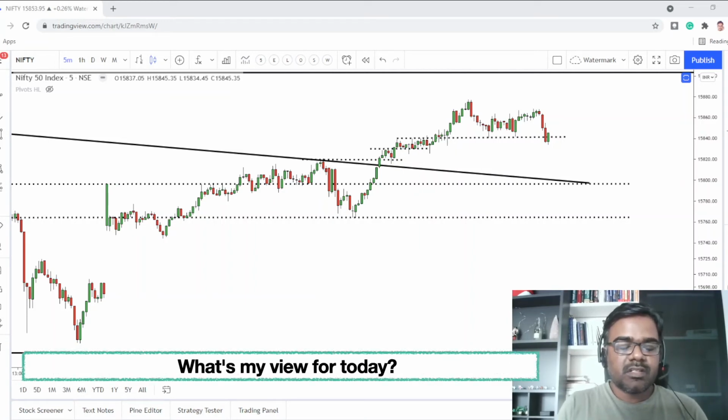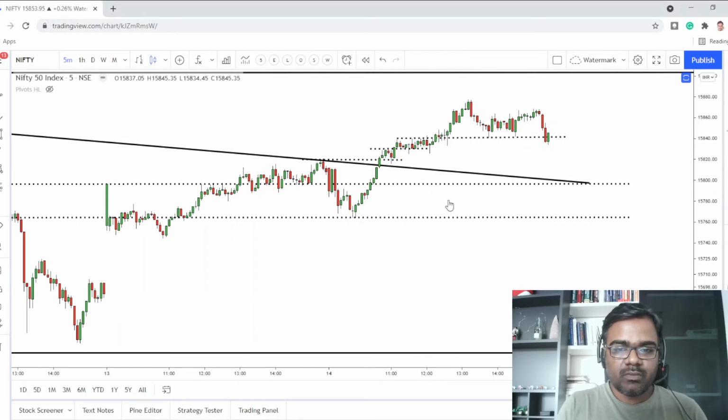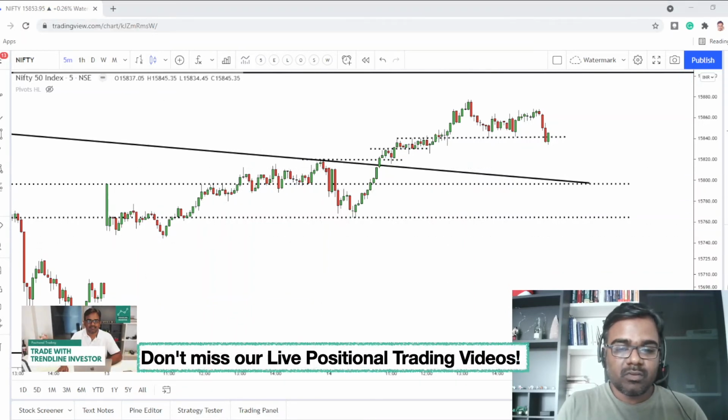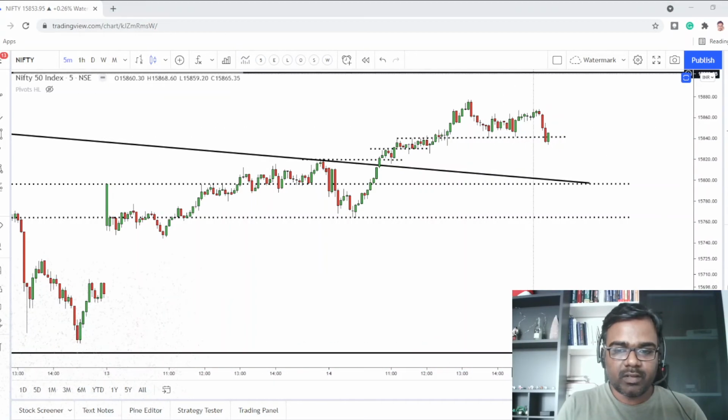So what's my view for today? Nifty, as I mentioned, is in a strong uptrend. In the last 2 sessions we created continuous higher highs and higher lows. However, just note that we are close to a near major resistance, which is 15910, 15915, around this point, right?